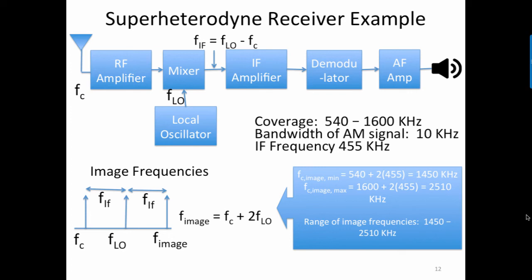The approach that we have discussed is to make sure that the RF amplifier has a bandwidth less than 4 times FIF, or less than 1820 kilohertz. This would stop the image frequencies from entering the mixer in the first place, and so no interfering or image signals would be produced.